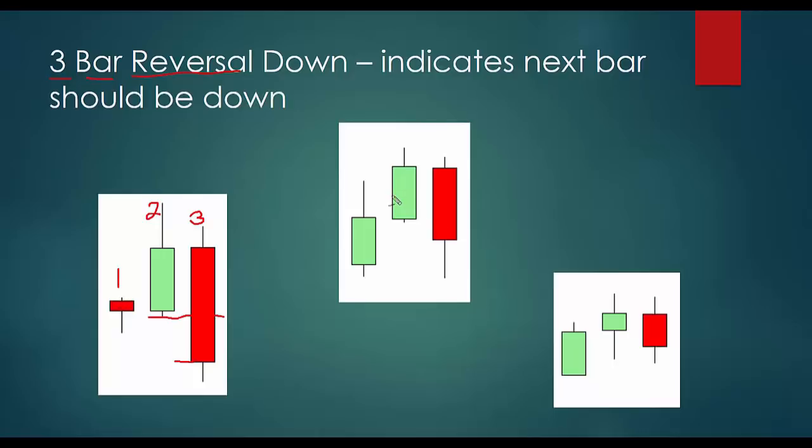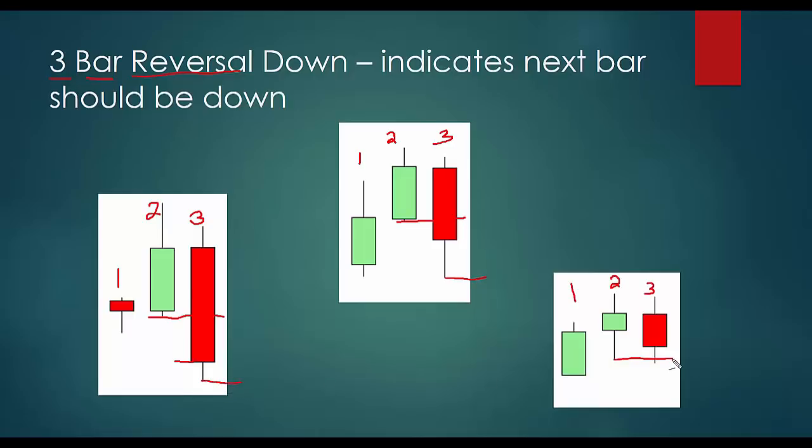Now on this next one, you also see this is bar one, bar two, bar three, okay? And you can see that bar two is higher than bar one, and bar three closes below the low of bar two. It's exactly what you want to see. That tells me that the next bar should be lower than this line. Here, same thing, the next bar should be lower than this one.